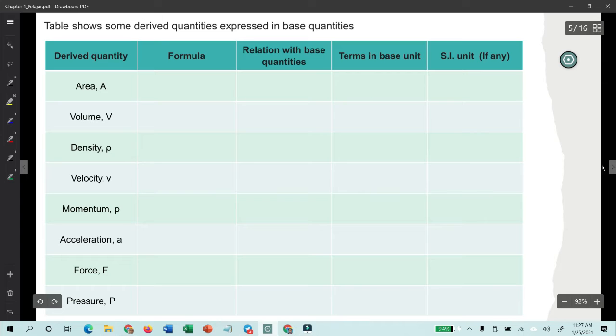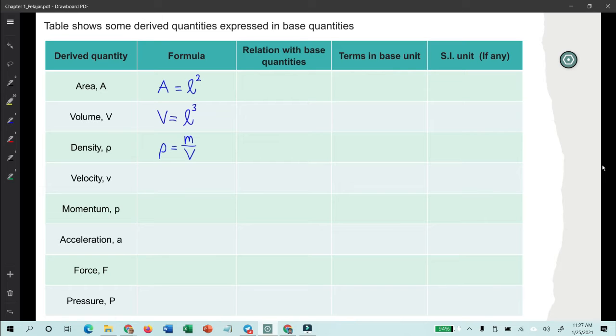The formula for area is A equals length multiplied by width, which I'm going to write as L square. Then volume V is equal to length multiplied with width multiplied with height, so it's going to be L cube. And then density, as we already discussed earlier, the formula is rho equals m over capital V.